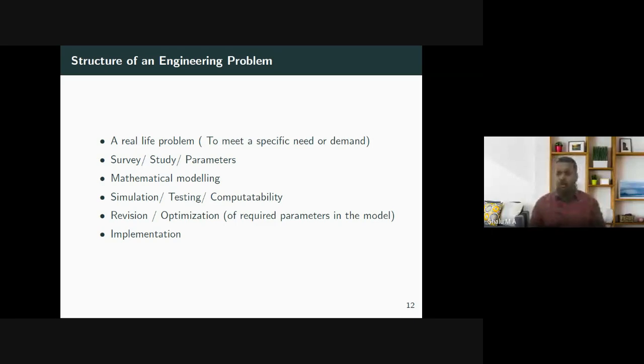Now, the question is, you are a student of mathematics. You do beautiful things, fine. You can solve linear programming problems, you can solve systems of homogeneous equations, you can solve differential equations.